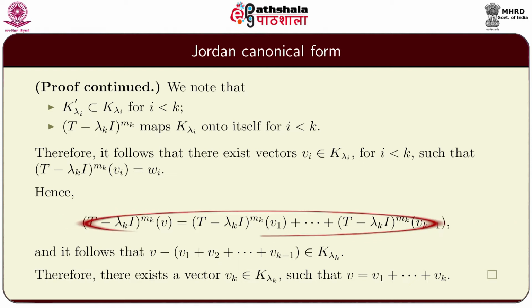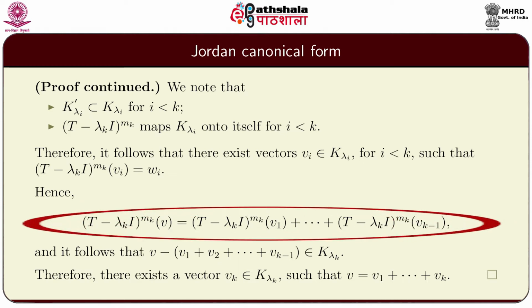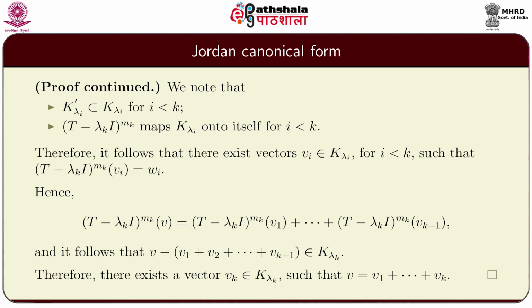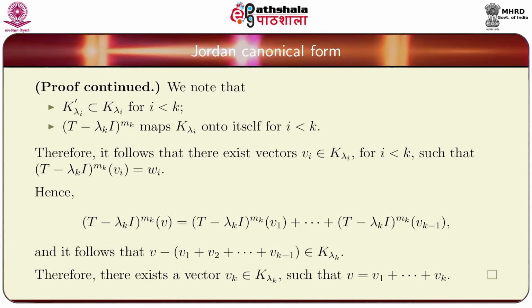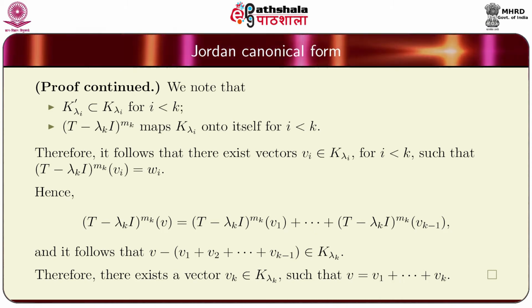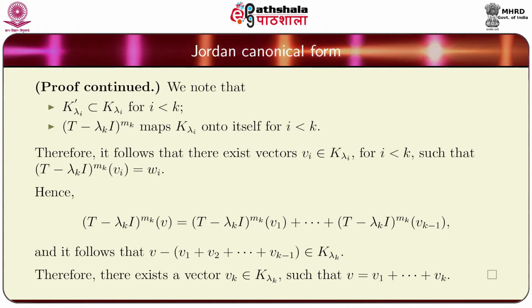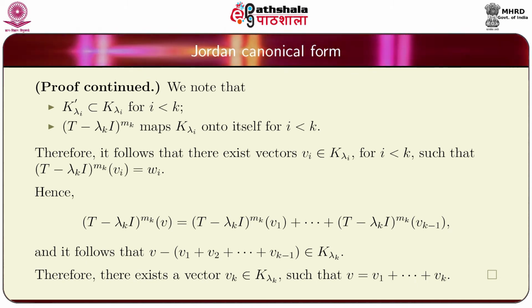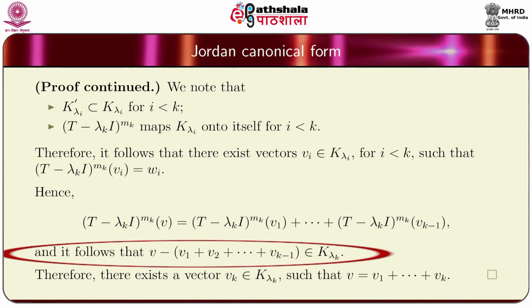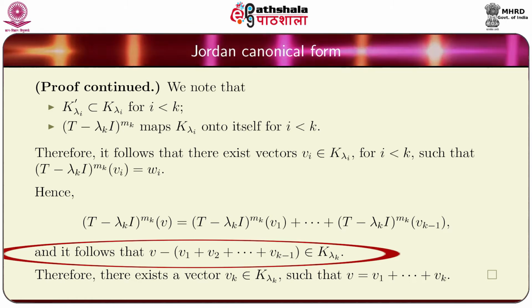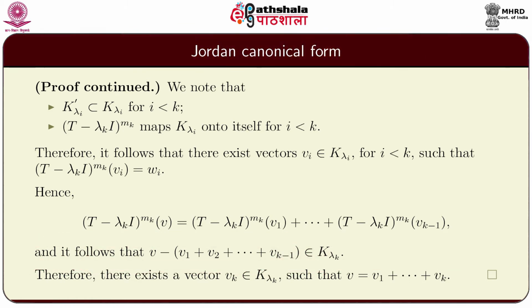Hence, (T − λk I)^mk of v is the same as (T − λk I)^mk of v1 plus etc. up to plus (T − λk I)^mk of v(k−1), and it follows that v minus (v1 plus v2 and so on up to v(k−1)) belongs to the generalized eigenspace K_λk. Therefore, there exists a vector vk in K_λk such that v is equal to v1 plus v2 and so on up to vk. This completes the proof.